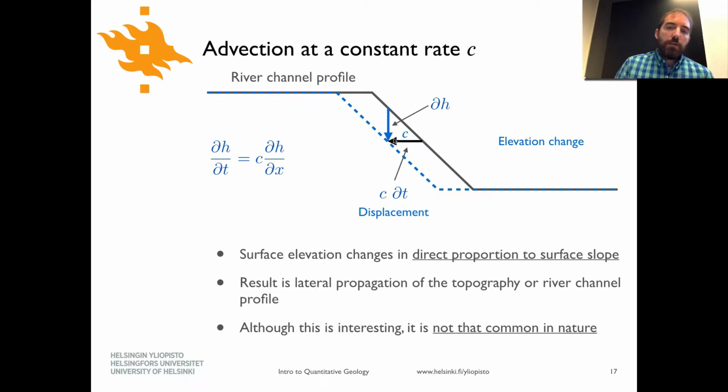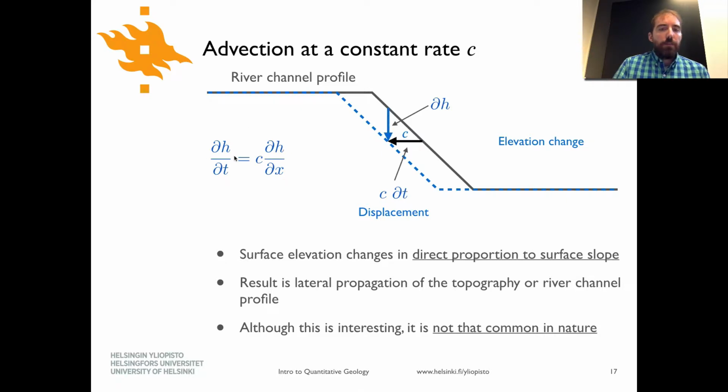The change here is basically this rate of movement from the advection coefficient times time. So if that's a velocity, times time gives you a distance. And that distance would be represented by this arrow here. So that shows how much the river channel moved horizontally. And in that same time, the change in elevation would be represented here by this dh, the blue arrow.